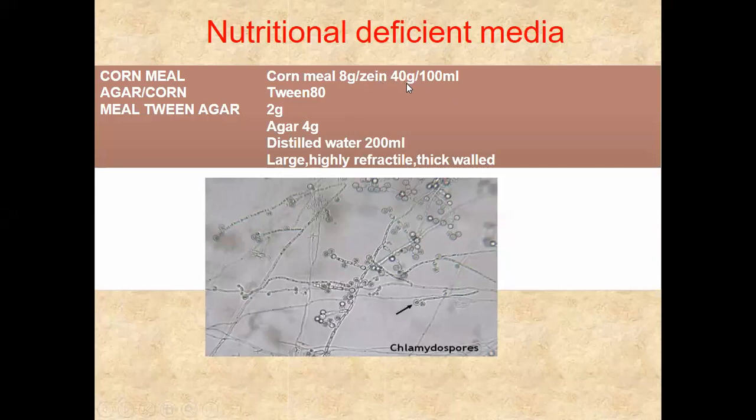We are diluting 40 grams of it in 100 ml. Then we are using tween 80, 2 grams, and agar, 4 grams, mixing everything in distilled water of around 200 ml. After mixing, we heat the media, let it cool, and we get a solidified medium.